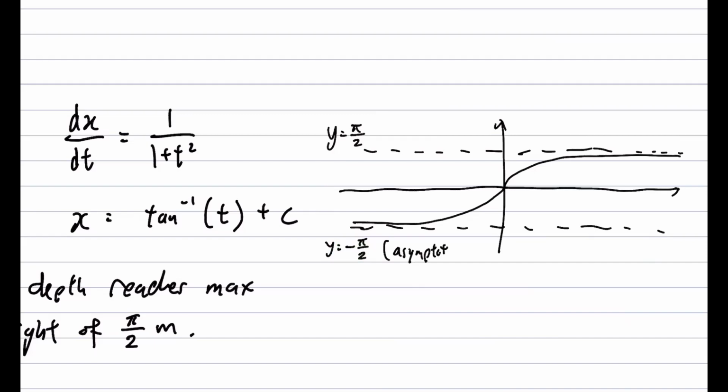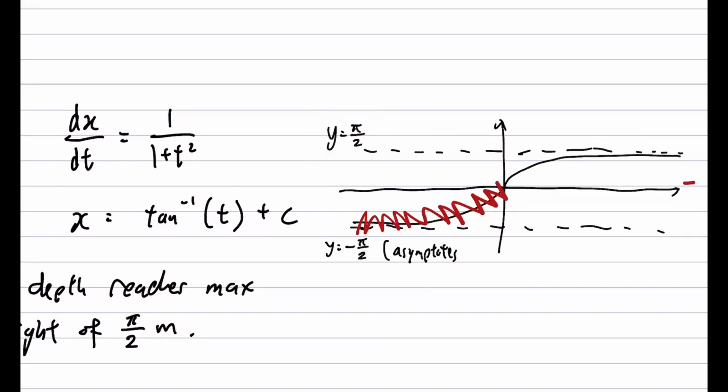Since we are looking at positive values of t, and t is referring to time, time cannot be negative, so we actually ignore this left half. Focus on the right half. So what can you tell about this graph? It's tending towards the asymptote. In this case, what is the equation of the asymptote? Pi over 2. Yes, correct.